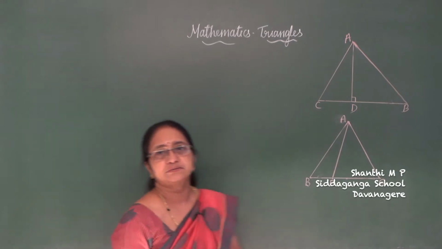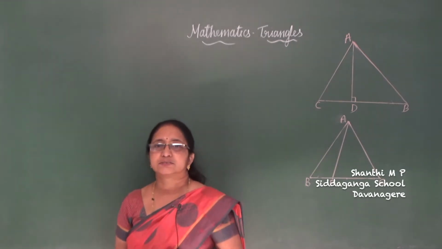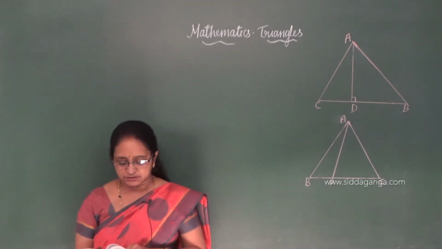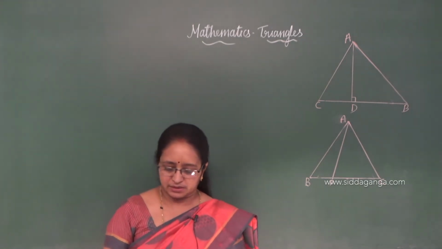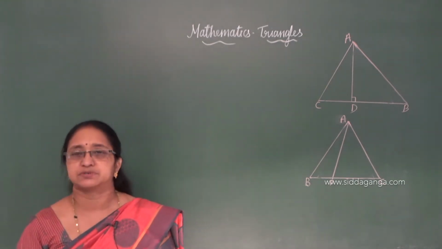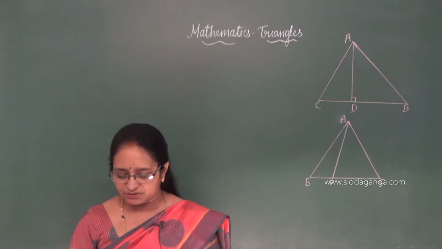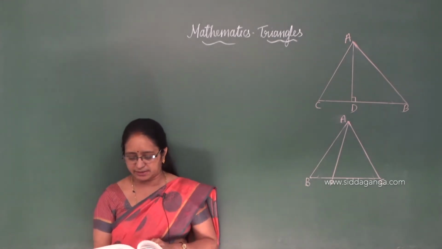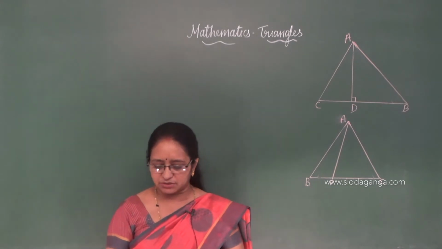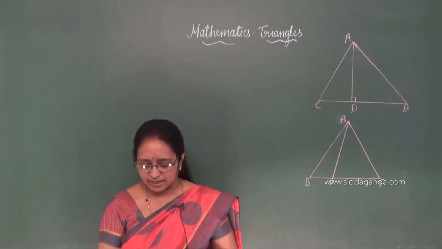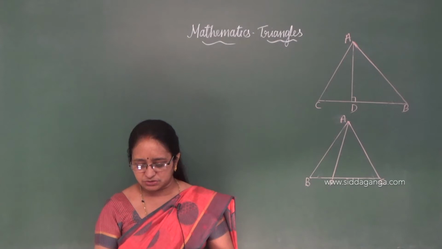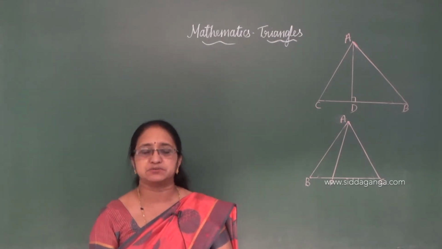Hello students. So today let us continue with exercise 6.5. In the 14th question: the perpendicular from A on the side BC of a triangle ABC intersects BC at D such that DB is equal to 3CD. Prove that 2AB square is equal to 2AC square plus BC square.